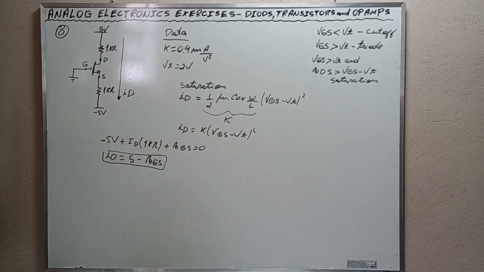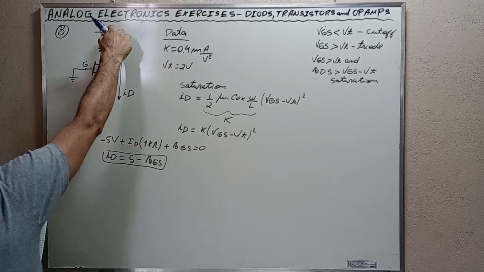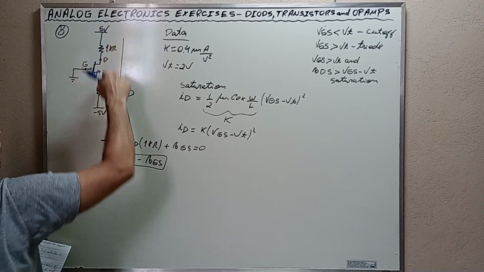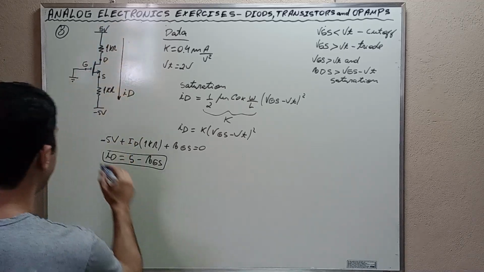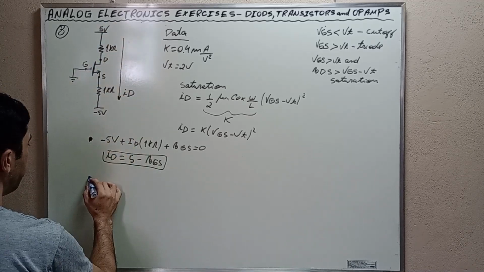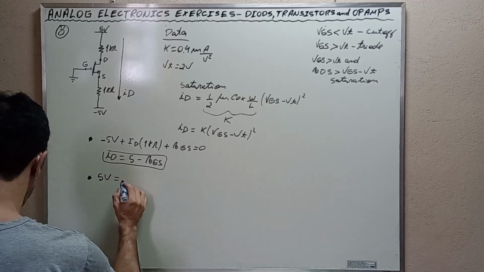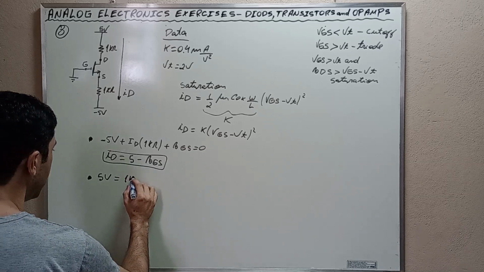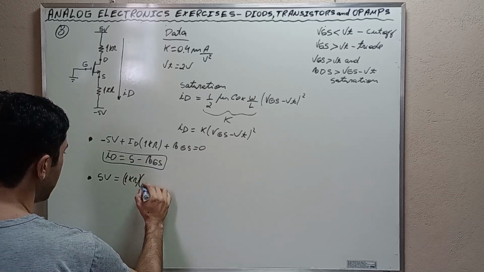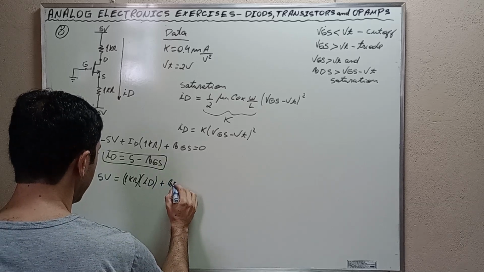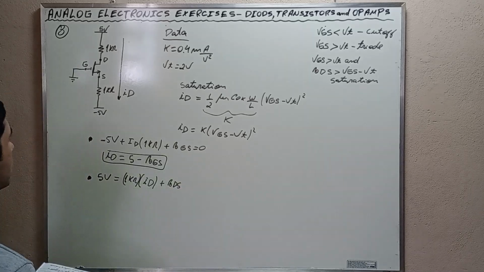Now from the 5 volt source to the negative 5 volt source, passing all the way from here to here, we have that 5 volts is equal to 1 kilo ohms times ID plus VDS, okay?